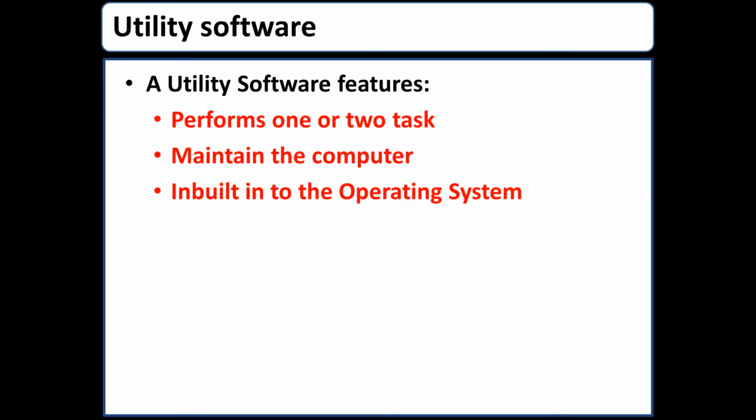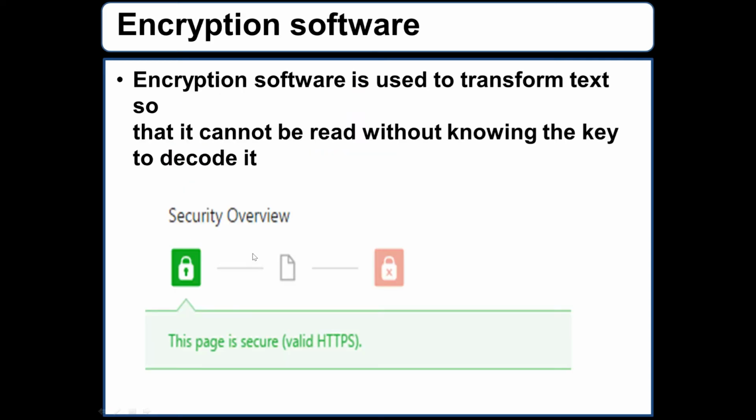Utility software features: normally it does one or two tasks. Compression will reduce the file size. Antivirus blocks and deletes viruses. So they do specific tasks. It can also maintain the computer and is normally built in with the computer's operating system.